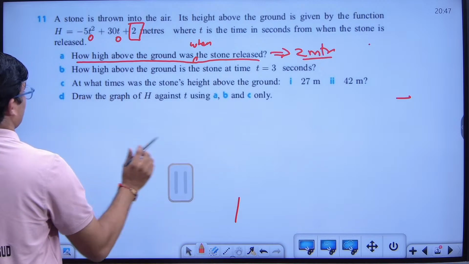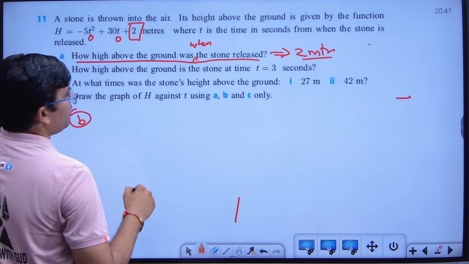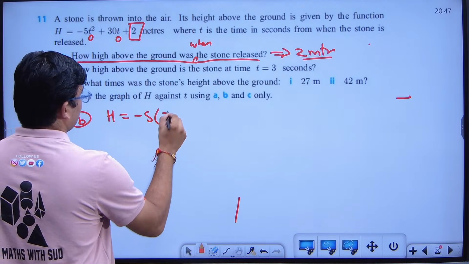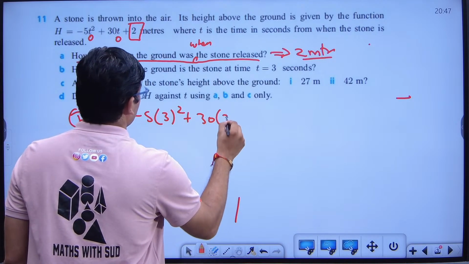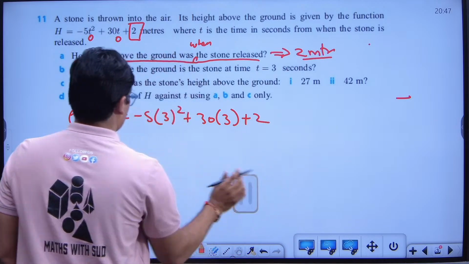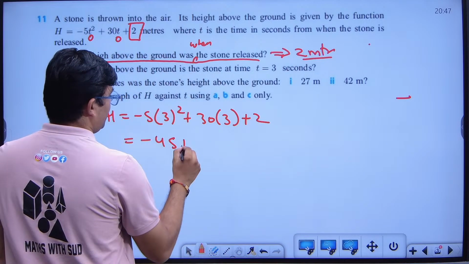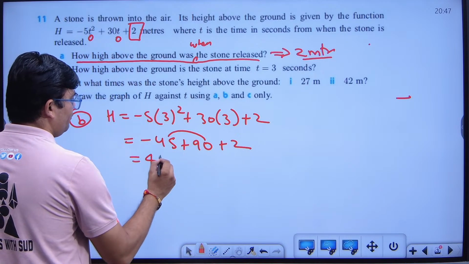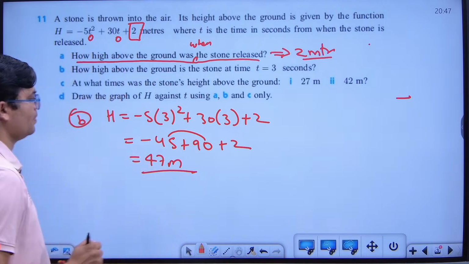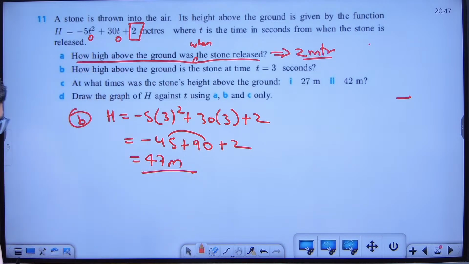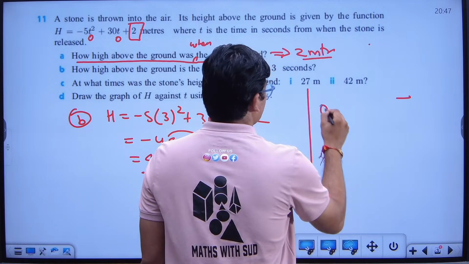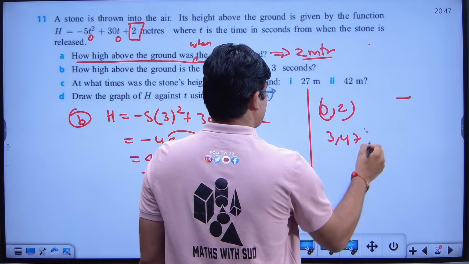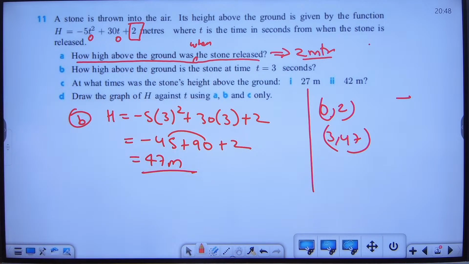Coming back to the second question. How high above the ground is the stone at time t is equal to 3 seconds? So you will write minus 5 into 3 square plus 30 into 3 plus 2. So minus 45 plus 90 plus 2. So 90 minus 45 is 45, so it is going to be 47 meters. So the first point was 0, 2. I am writing the point. The second point is 3, 47. Are you getting it? Yes, sir.